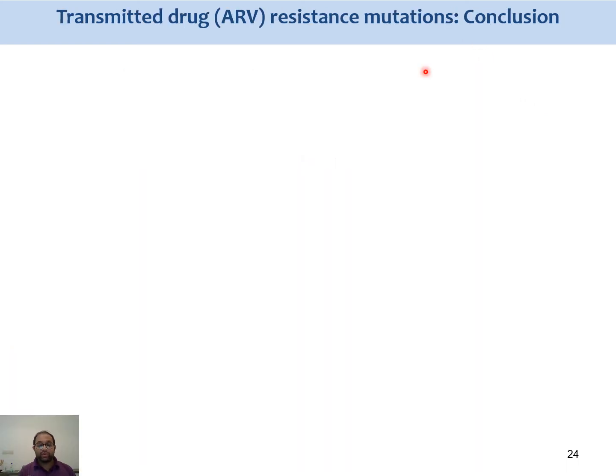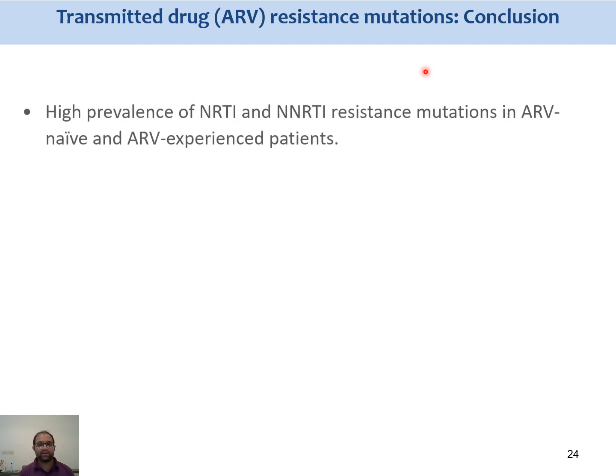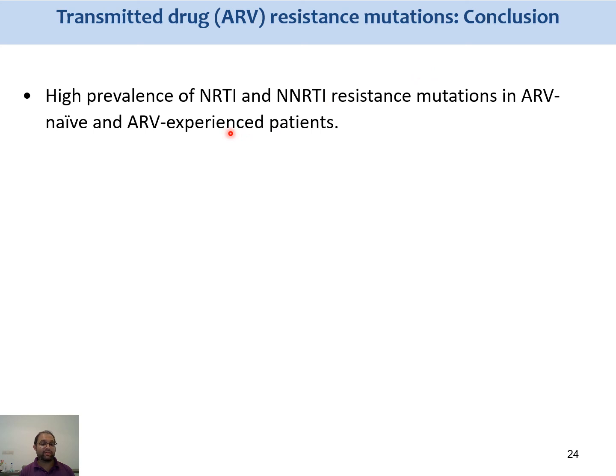So with this, I'm going to conclude my talk, and I hope I was able to make a case about the landscape of HIV in Pakistan, especially in terms of subtype diversity, different high-risk groups, transmission between different high-risk groups, and the drug resistance mutations. I would like to conclude with these points: there is a higher prevalence of NRTI and NNRTI resistance mutations, especially in naive and experienced individuals alike.